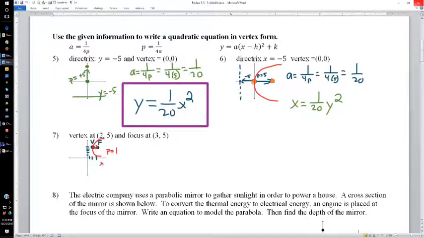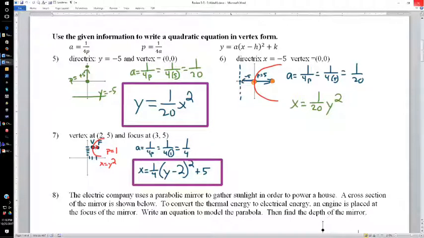Therefore, it's going to be an x equals y squared, because it's opening up to the right and to the left. So, A equals 1 over 4P. P is 1. 4 times 1 is still 4. Therefore, A is 1/4. So, x equals 1/4 y squared. Now here we got a vertex this time, so don't forget your h, and don't forget your k. There's your equation. Cool. There we go. Let's do number 8.